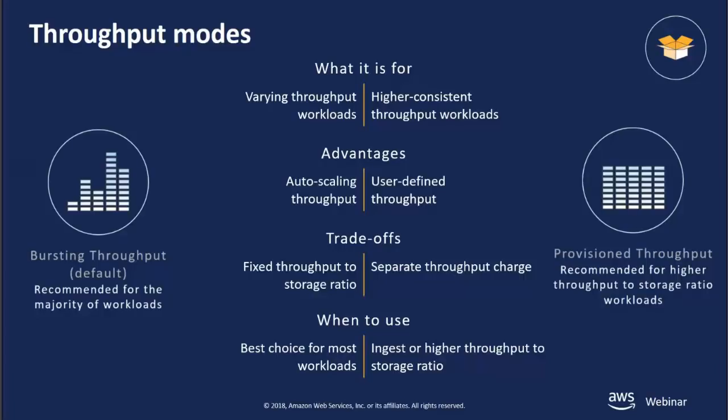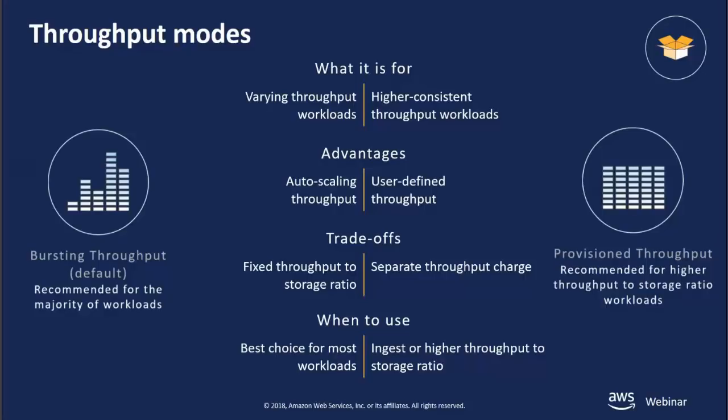Bursting throughput mode is really the best choice for most workloads because most network shared file system workloads are bursty in nature. So you're able to take advantage of that high level of throughput for short periods of time while keeping your cost sort of in control. While with provisioned throughput mode, you're able to ingest and achieve higher levels of throughput independent of the amount of data that you have. So if you need more throughput than what is available through the bursting throughput mode storage ratio, then provisioned throughput mode may be the right throughput mode that you should be using.